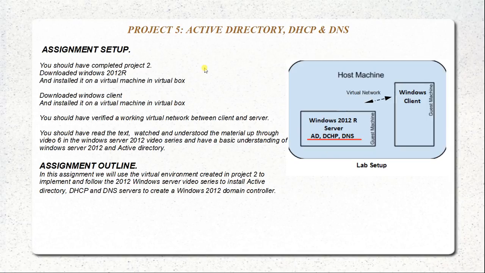Okay, so the assignment setup is, before you can start this assignment, this is what you should have done. You should have completed Project 2, downloaded 2012, and installed a virtual machine in VirtualBox. Okay, downloaded Windows Client, preferably Windows 8 Professional, installed it on VirtualBox. So you should have Windows Client here, Windows Server here, and this is your host machine, with a virtual link of some type between them. I didn't specify exactly how you have to do your virtual links, so that's up to you. And you should have verified the virtual link is working correctly between the client and server.